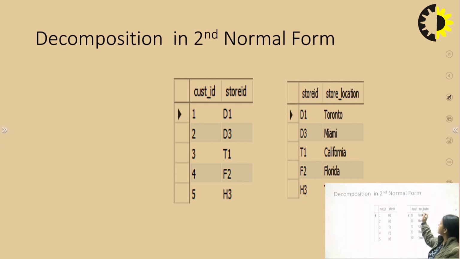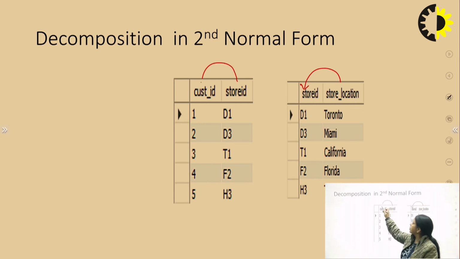The store location is dependent on the store ID, and in this case store ID is dependent on the customer ID. Or we can say that these are candidate keys only, not dependent on each other, but these two are a combination of candidate key. So now partial dependency is removed from the table. So now this table is decomposed into the second normal form.